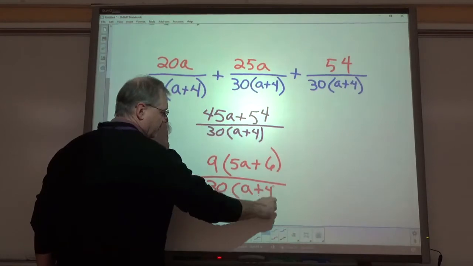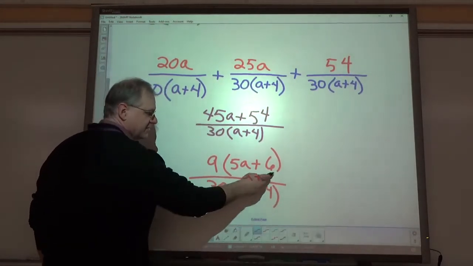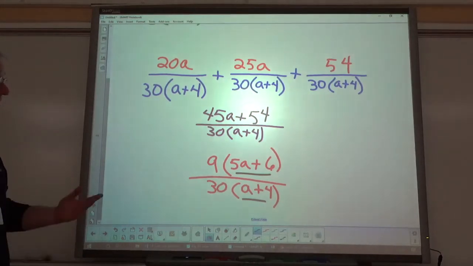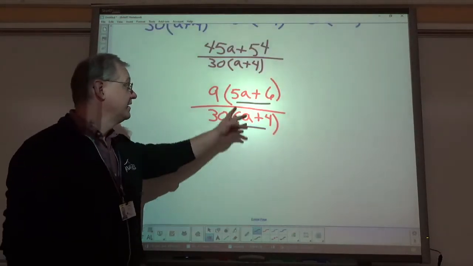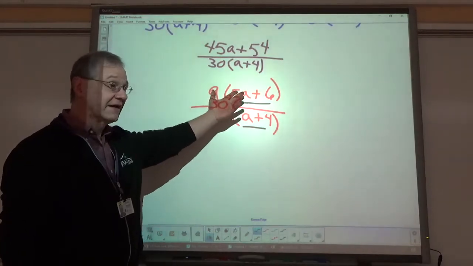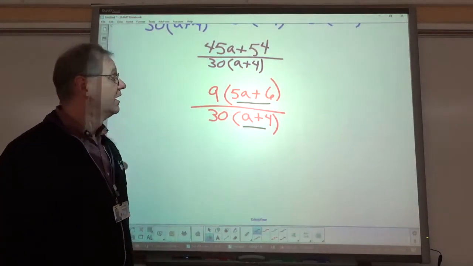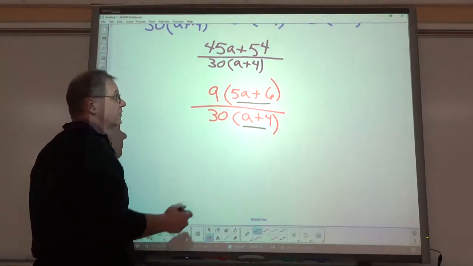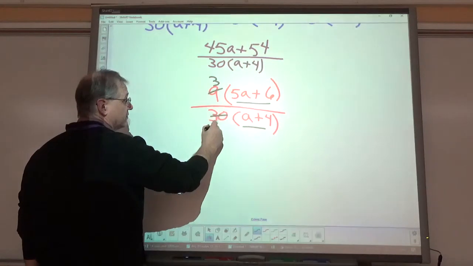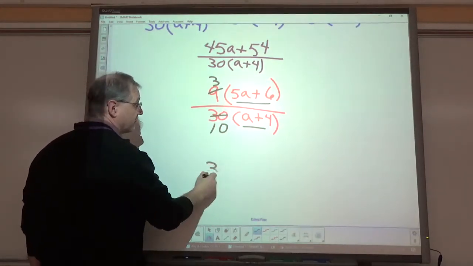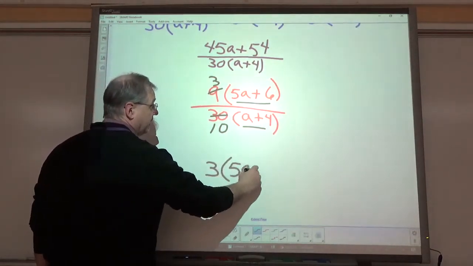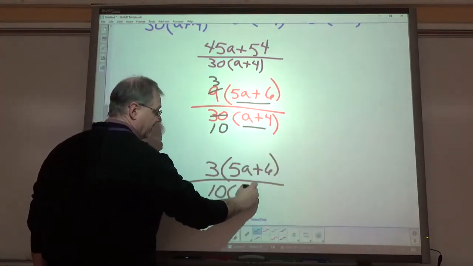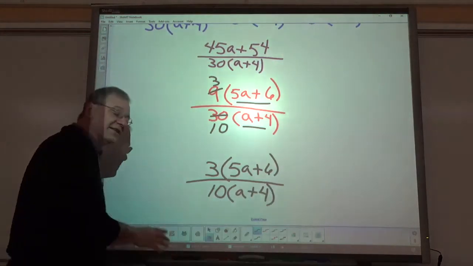Over 30. Well, it's obvious that these two are not going to reduce because there's no way to rearrange this by factoring to get this. So I can only reduce the 9 with the 30. 3 goes into 9 3 times and into 30 10 times. So I end up with 3 times 5a plus 6 over 10. And leave it just like that.